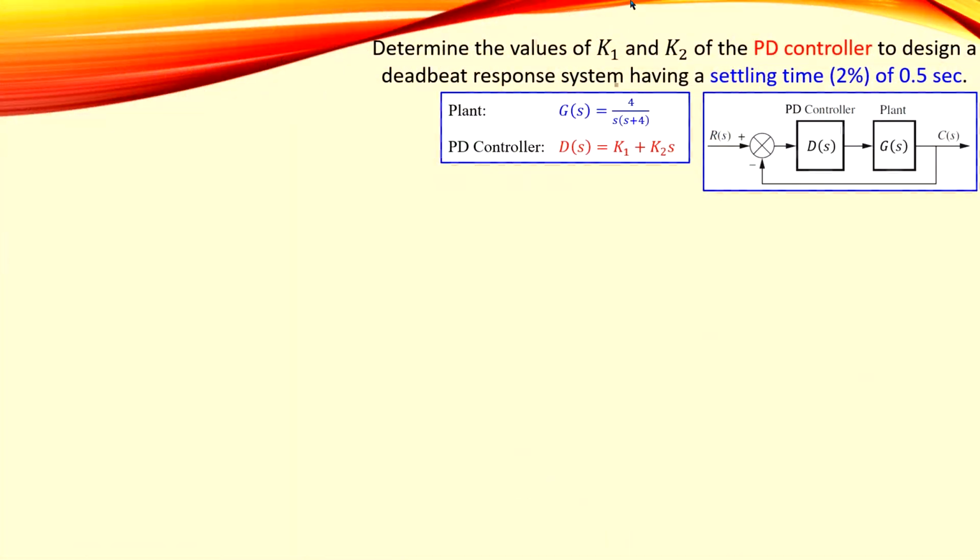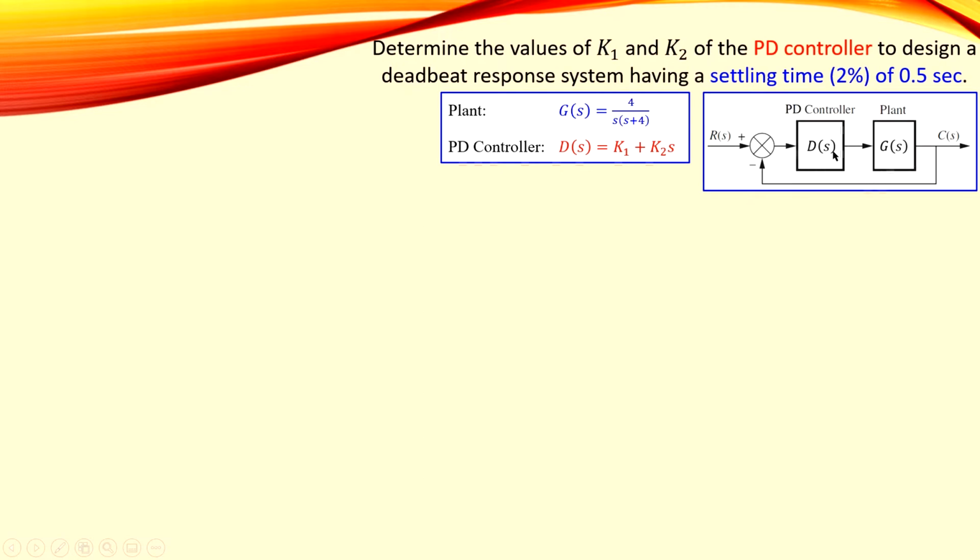Now we have the following situation. We have the following question in place. Determine the values of K1 and K2 of the PD controller to design a deadbeat response system having a settling time of 0.5 seconds. So we have the plant and we have the PD controller transfer function as shown here. And the plant is a second order system which has a pole at the origin and a pole at -4. So this configuration will be used.